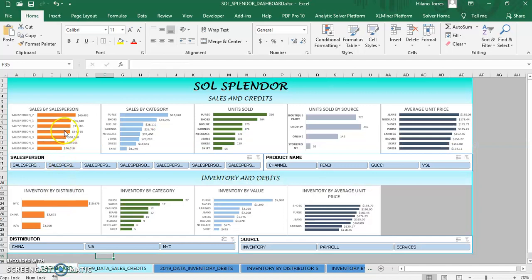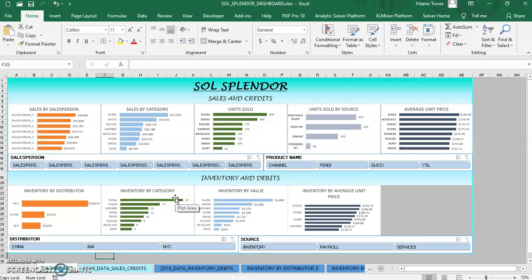Right now we can hypothetically erase all of this, and then your dashboard would just have the titles on it. It will just have sales by salesperson, sales by category, units sold, and so on and so forth. Same with this row right here. But like I said, I wanted to put in fictitious data so you see exactly what it looks like, how it's manipulated, and what it does.